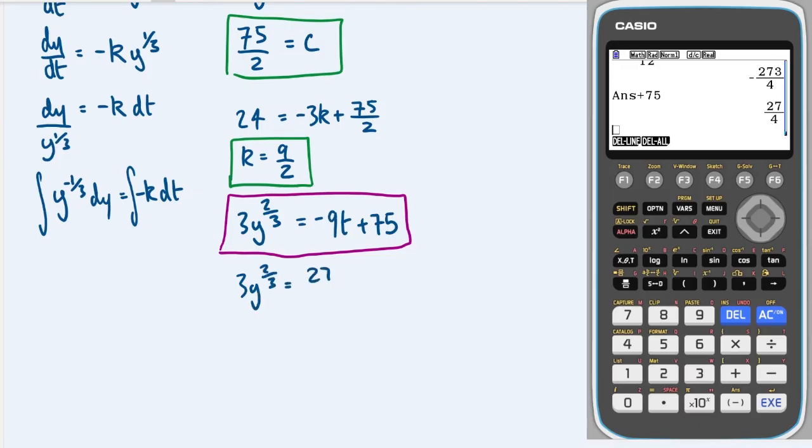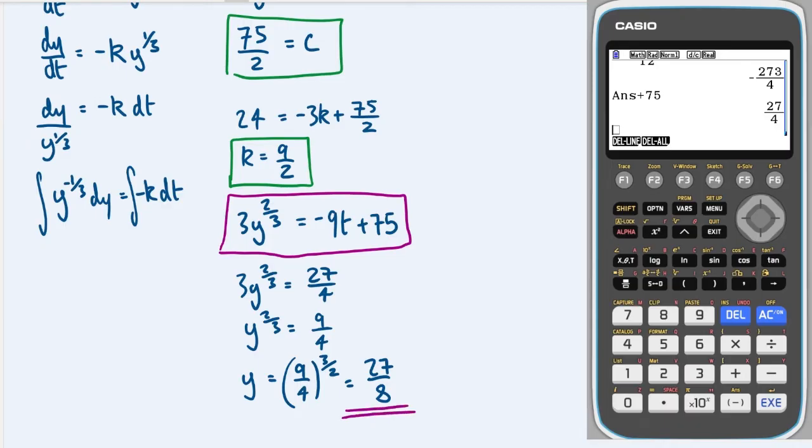So that gives me 27 over 4. Divide through by 3 gives me 9 over 4. And then if I want to swap the power over to the other side, I will just take the reciprocal of the power, so that will be 3 over 2. It's a nice neat trick, which means I'll need to square root and then cube. So square rooting gives me 3 over 2, cubing gives me 27 over 8. Brilliant.